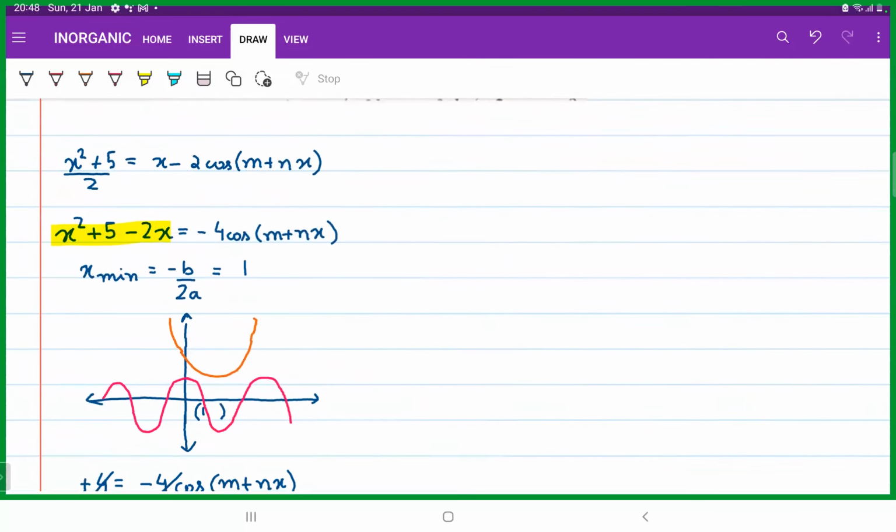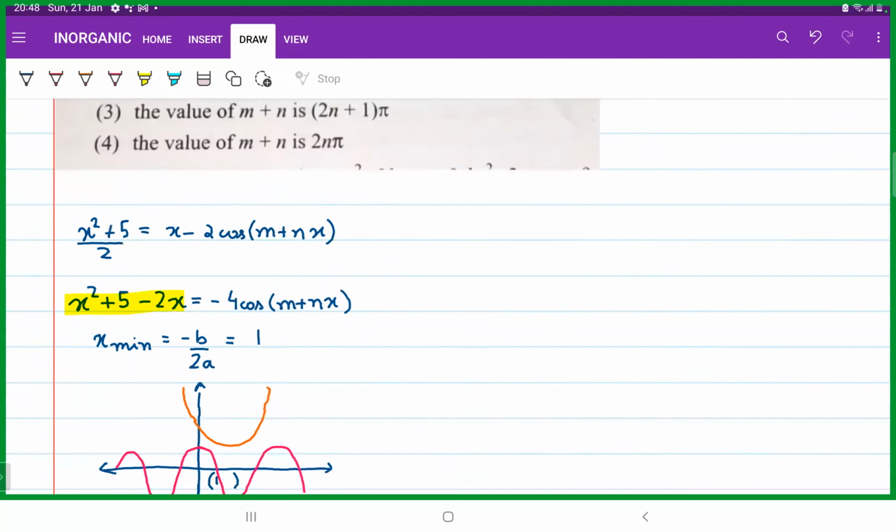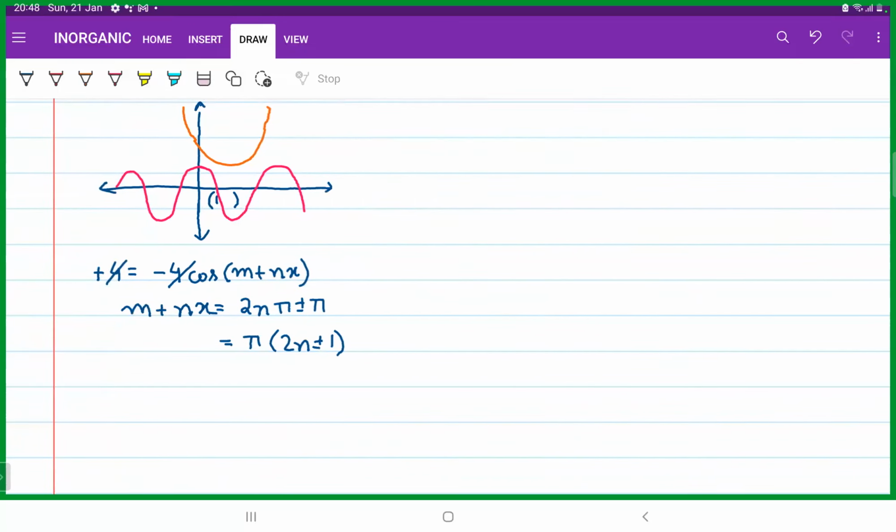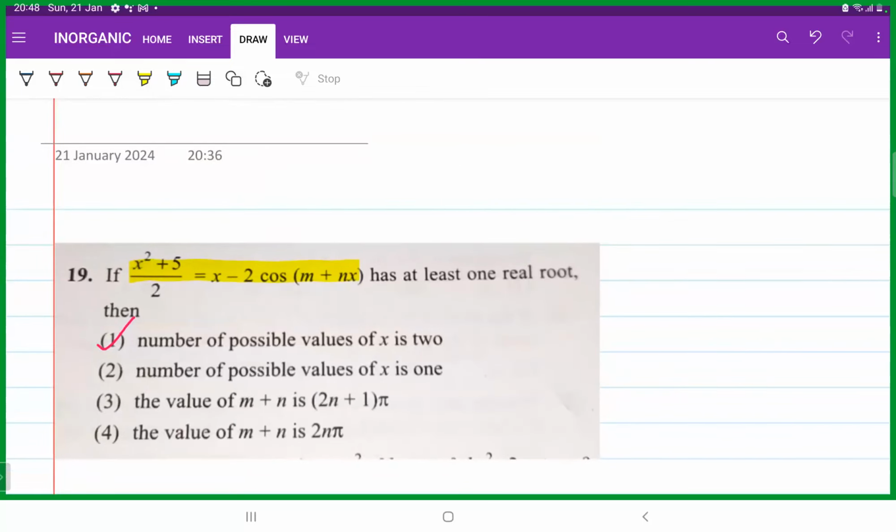So yeah, that's it. The value of m plus n, I mean, you can find the value of m plus n. It's equal to (2n plus 1) into pi. Okay. Thank you.